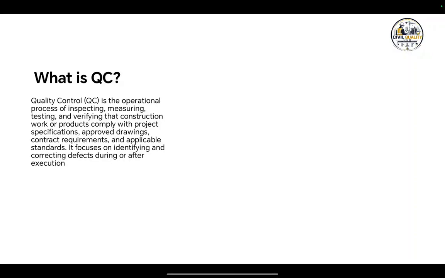Or you can say quality control is a process of identifying defects at the end of the project or during the project. What is the definition over here? Quality control is the operational process of inspecting, measuring, testing, and verifying that the construction work or products comply with project specifications, approved drawings, contract requirements, and applicable standards. It focuses on identifying and correcting defects during or after execution.